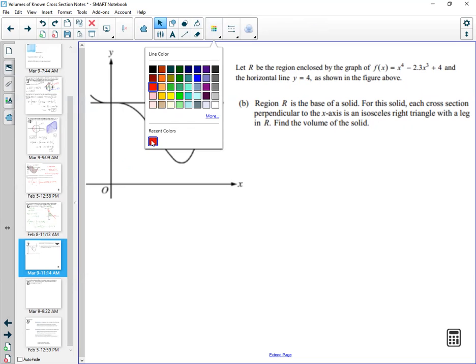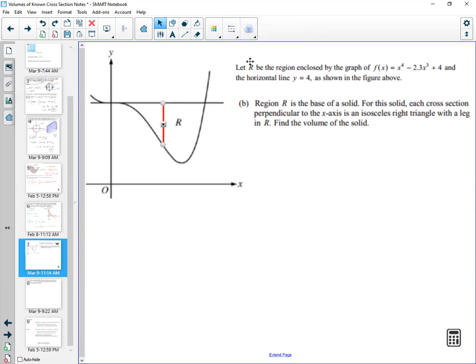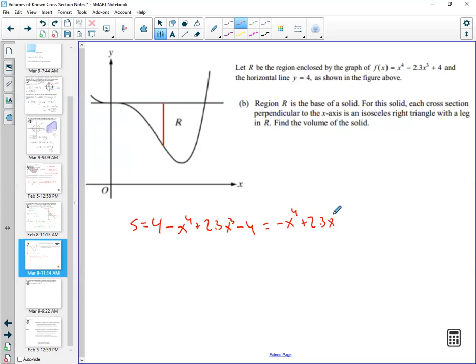So to find S, I do top minus bottom. The top is 4. And the bottom is this curve, so it's minus x to the 4th plus 2.3x cubed plus 4. If I subtract that whole thing, top minus bottom, it ends up being negative x to the 4th plus 2.3x cubed. And now a more salient question might be, what is the area function now?